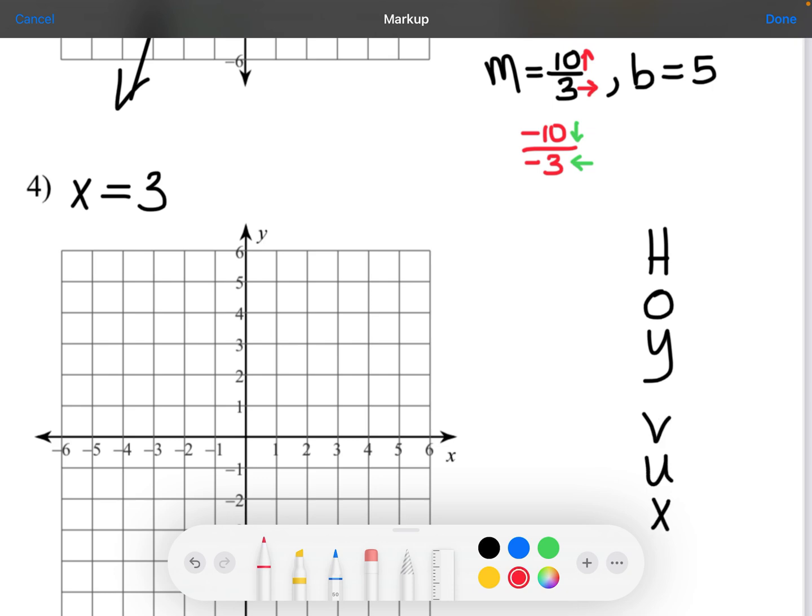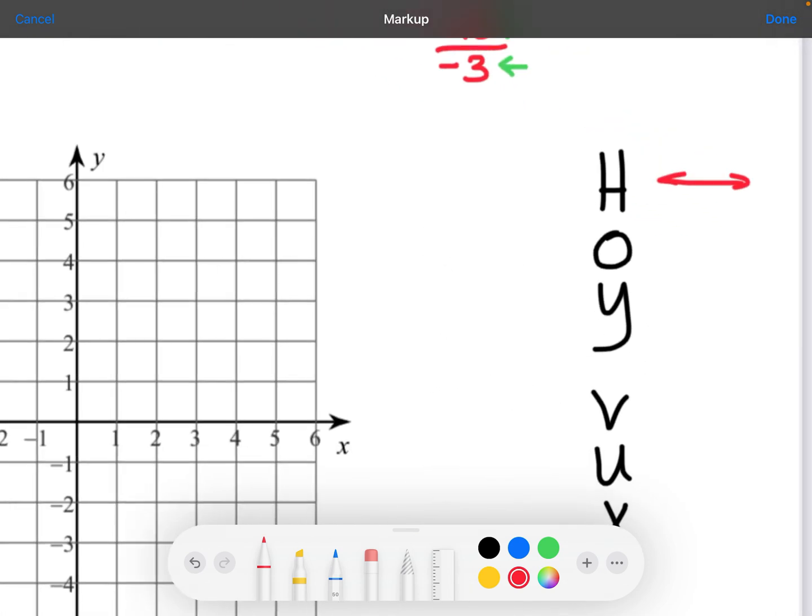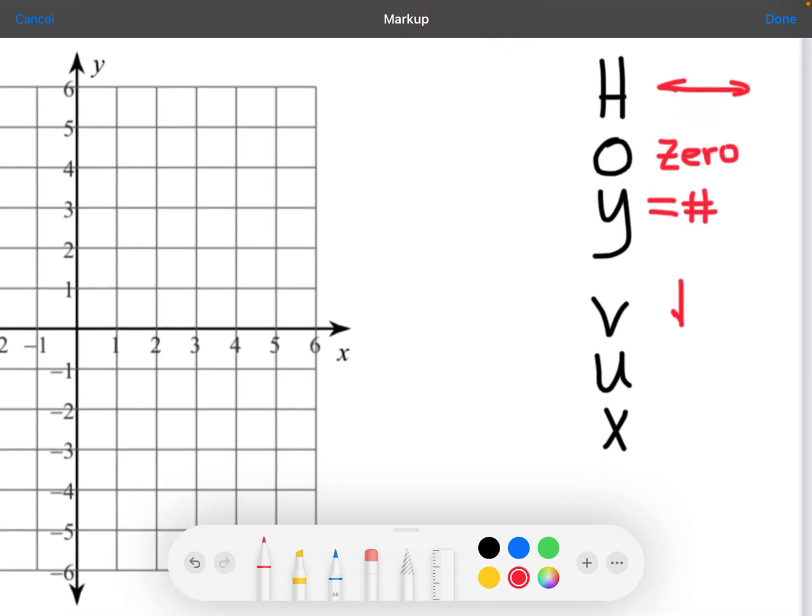The H stands for a horizontal line. Horizontal lines have a slope of 0. And the equation of a horizontal line is y equals a number. V stands for a vertical line with a slope that's undefined. And the equation is x equals a number.